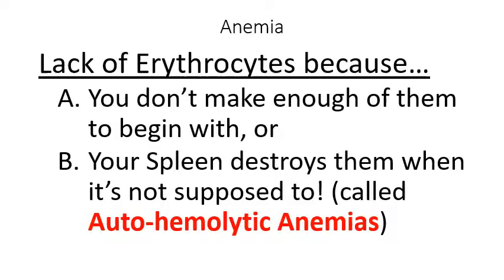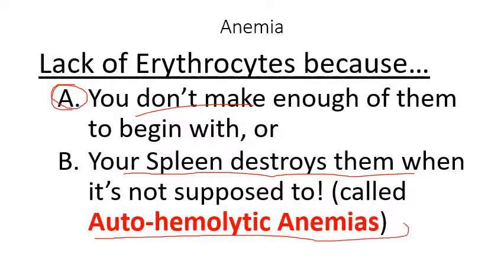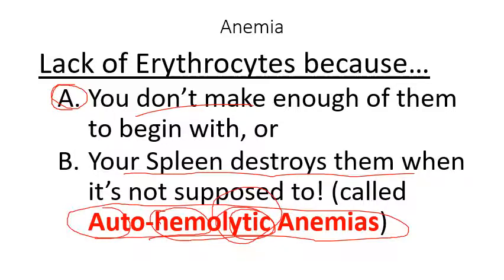Okay, so anemia. Now, why do you have a lack of erythrocytes in the first place? One reason is that you don't make enough of them to begin with, or you don't have enough of them because your spleen is destroying them when it's not supposed to. And those particular types of anemias are referred to as autohemolytic anemias. Auto, meaning yourself, and then hemolytic. The term lytic, of course, means to destroy or tear apart, and then hemo refers to the blood. So you automatically destroy your own blood cells. It's an autohemolytic anemia, right? So let's discuss examples of each.